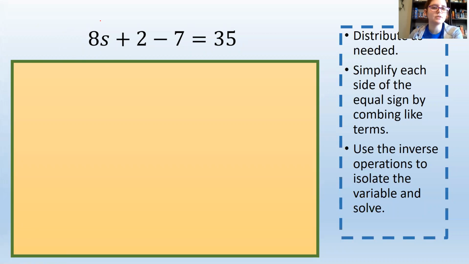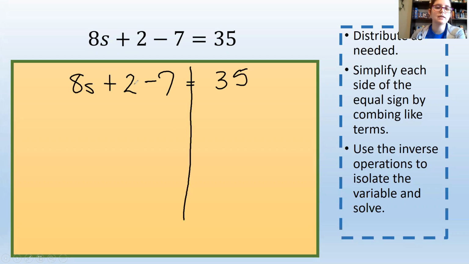So we have 8s plus 2 minus 7 equals 35. I'm going to split my equation through the equal sign. I'm going to check the left-hand side. There's nothing to combine with the 8s. That's the only thing with a variable. But I do see that I can combine my plus 2 and my minus 7. These are different signs, it tells me to subtract. 2 minus 7 gives us a negative 5.